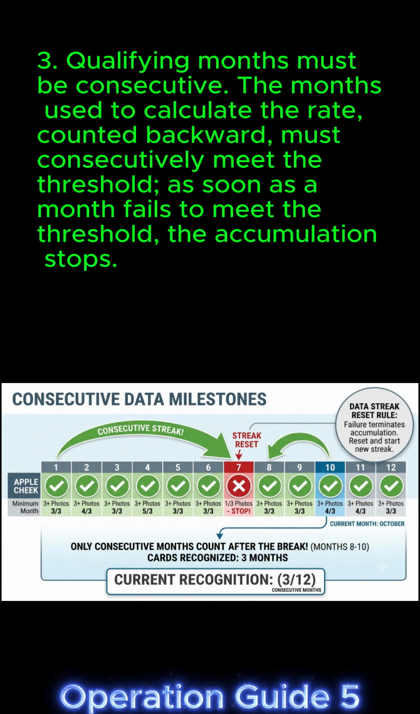3. Qualifying months must be consecutive. The months used to calculate the rate, counted backward, must consecutively meet the threshold. As soon as a month fails to meet the threshold, the accumulation stops.